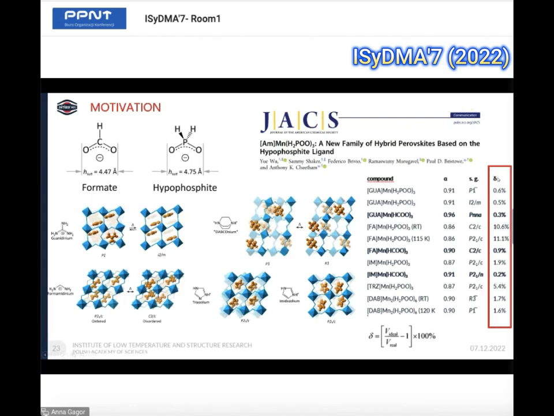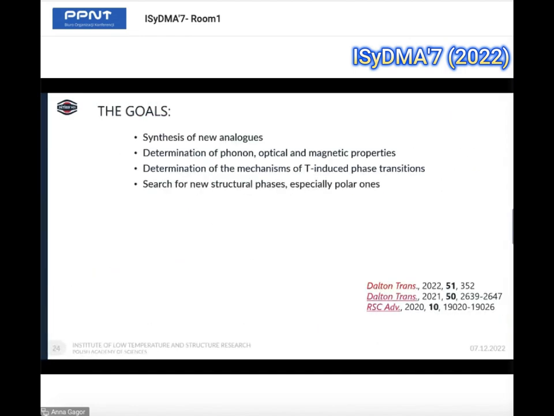Here is the delta parameter, which describes the deformation of the cubic cavity; the larger this parameter, the larger the deformation. You can see here that in these bolded formates, this delta parameter is below 1, quite small, and for most hypophosphites, this distortion parameter is larger than 1, even approaching 10%. So the distortion of the crystal structure in hypophosphites is much larger than in formates.